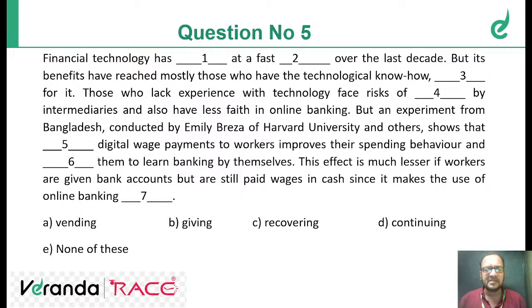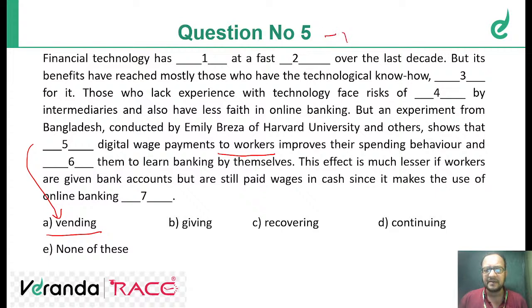Digital wage payments is something which should be qualified by another thing. For example, an experiment from Bangladesh conducted by Emily Breza of Harvard University and others shows that dash digital wage payments to workers, giving, providing, this kind of thing. Because it's written to workers, it means giving, providing digital wage payments, or supplying, or the words can be like teaching, training. So over here vending is the correct answer. Option number 5, vending will fit.